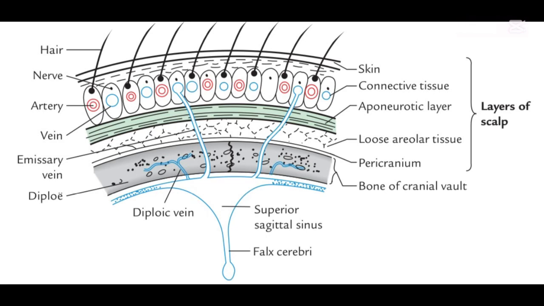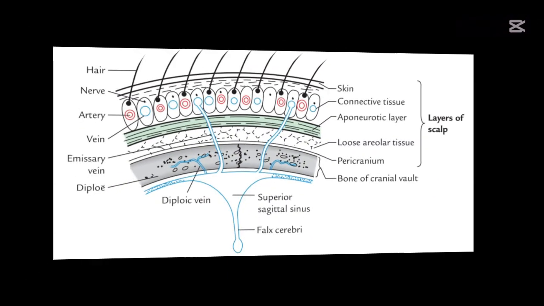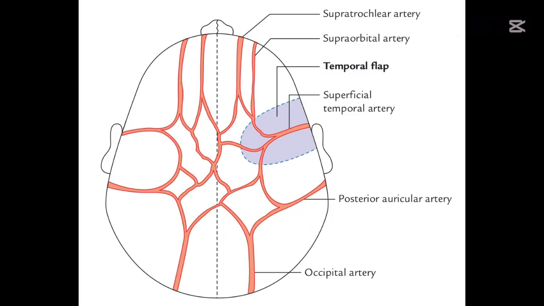You get it now? So the next one is the what? Blood supply. So what is the blood supply to the scalp? The blood supply to the scalp, so easy. Okay, now. So first one, you can see the one coming from the front.